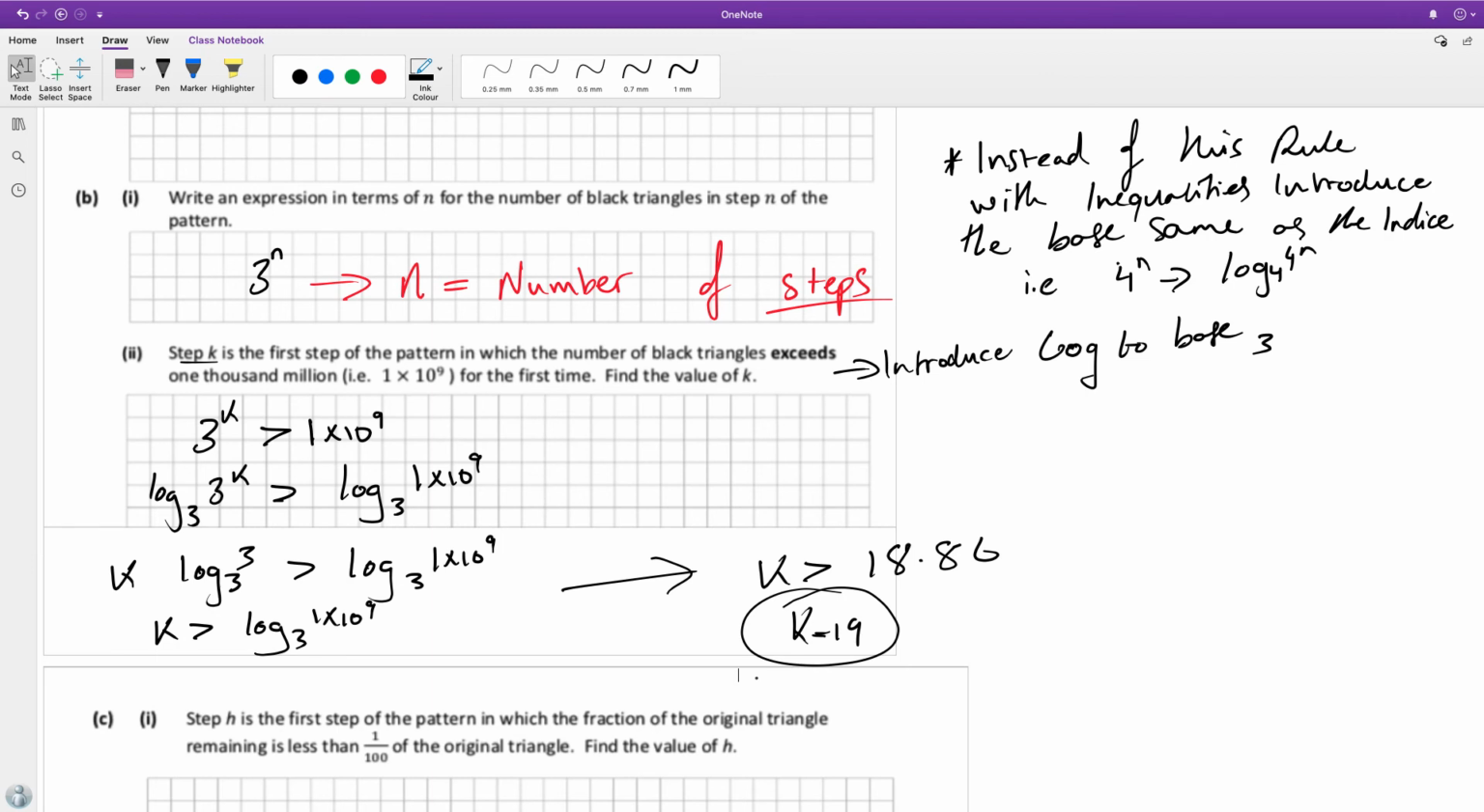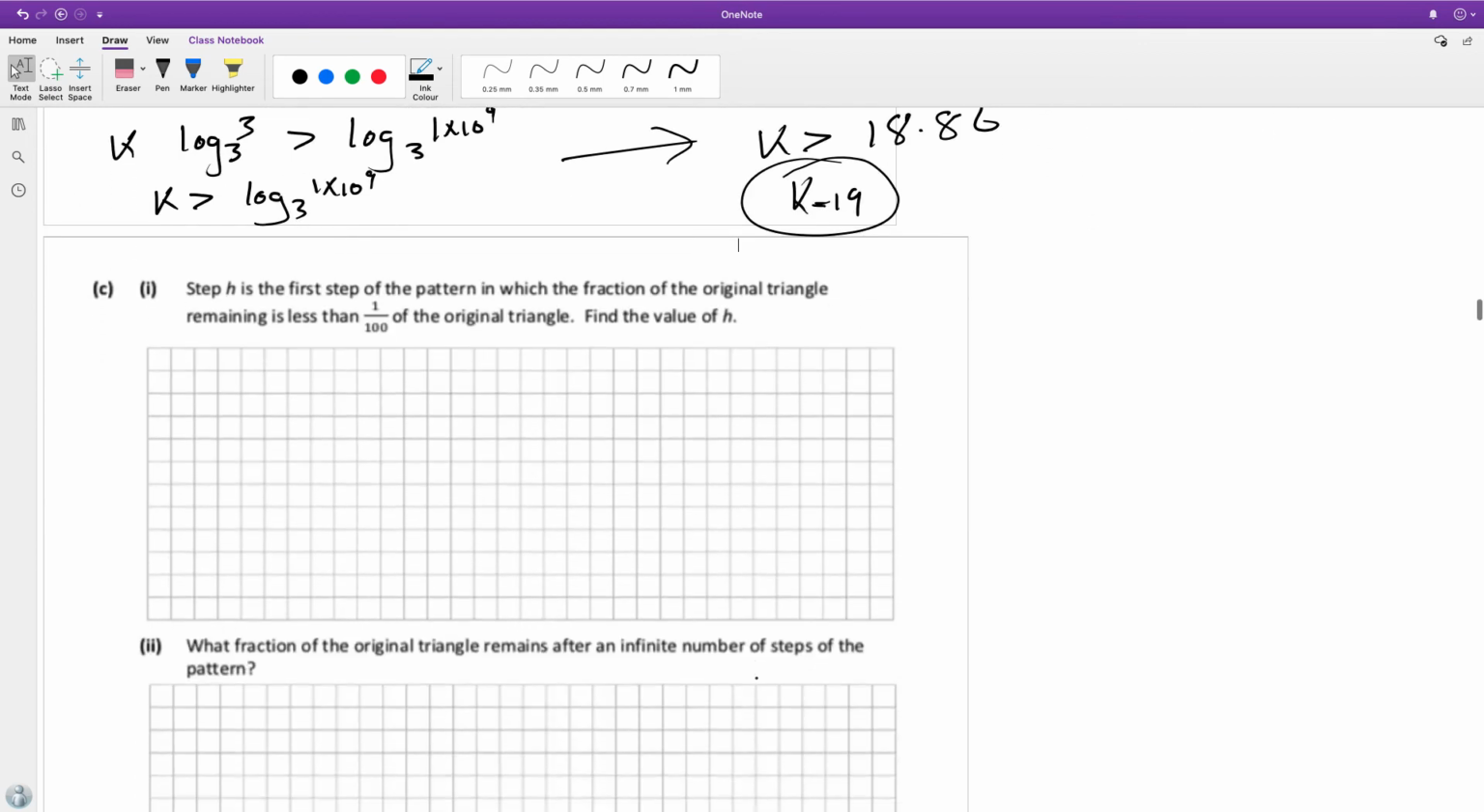So, the important thing from that is when it's an inequality sign, we can't use our rule for logs. We must introduce the base, which is the same as the index, i.e. 4 to the power of n, we introduce log to the base 4. If it was 25 to the power of n, we introduce log to the base 25. We introduce the same base as the power of n. That understood? Very, very important. They've plucked that one in there the last 3 years in a row.